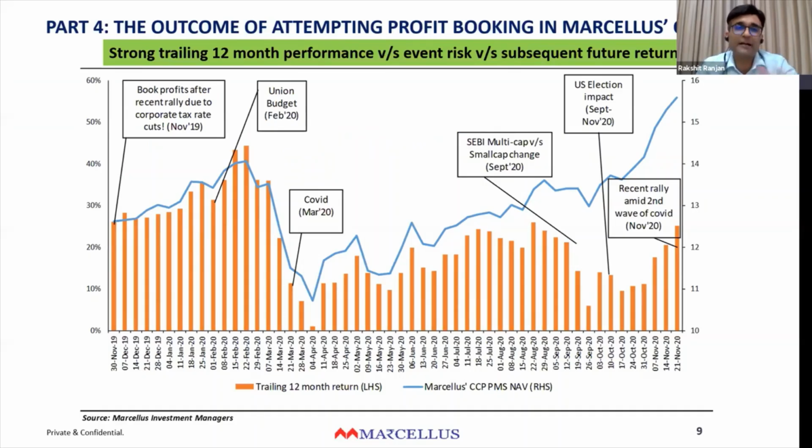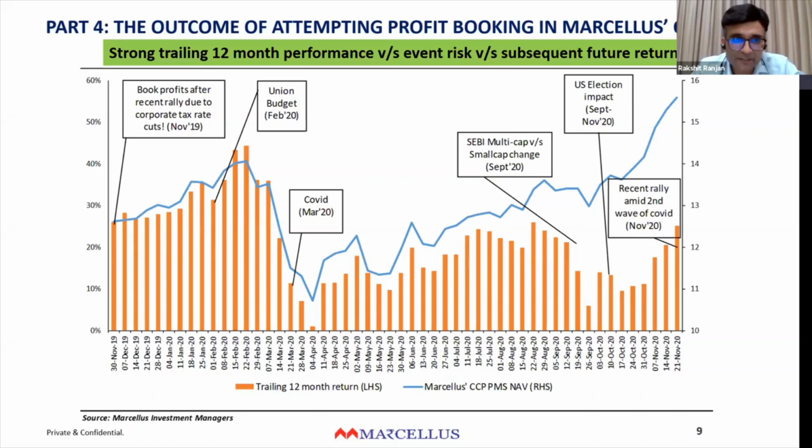So let me first explain how to read this chart. This is slide number 9 I'm on. This chart has three things. Vertical bars show you the trailing 12-month return of Marcellus CCP. Right? This chart we've done for Marcellus CCP. In the next slide, I'll generalize it and take a stock example over a longer period of time.